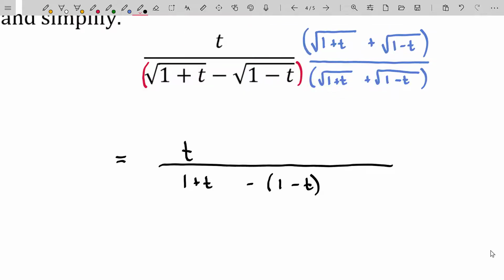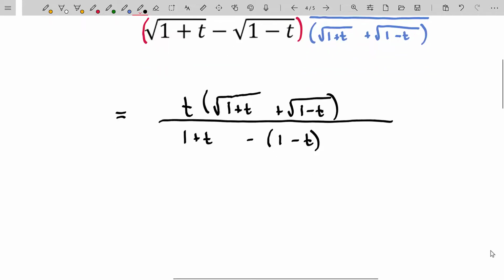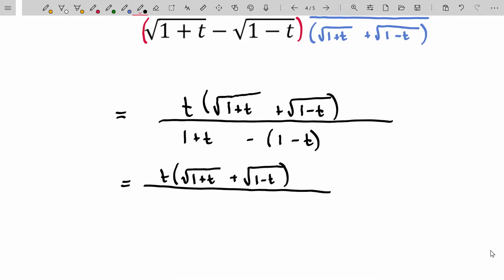So if you follow my advice and you just leave that numerator as t times the quantity of the square root of 1 plus t plus the square root of 1 minus t, then something very special happens when you clean up the denominator. Again, I'll just rewrite the numerator. And the denominator, you have 1 minus 1, so those cancel beautifully, and you have a t minus a negative t, which is a plus t, so you have a 2t downstairs. And notice both your numerator and your denominator have a t in common, so you can divide both numerator and denominator by t, and you're left with the following expression.